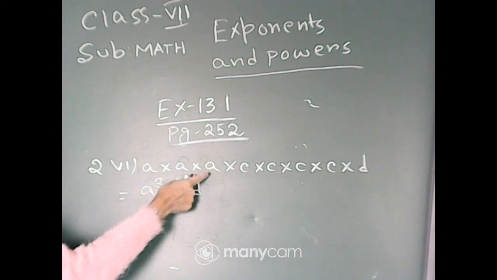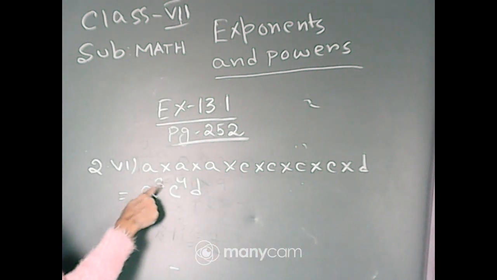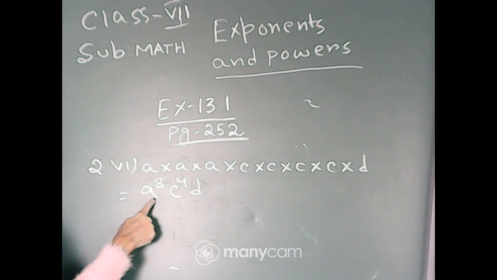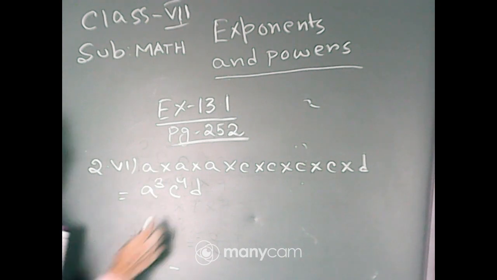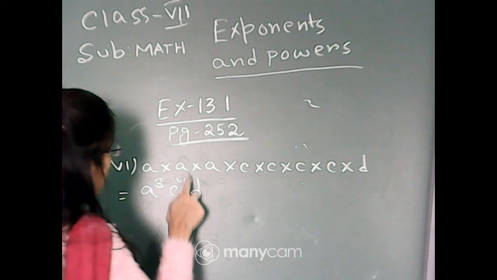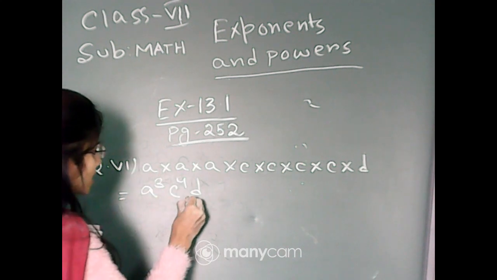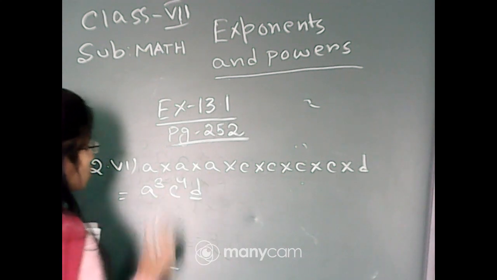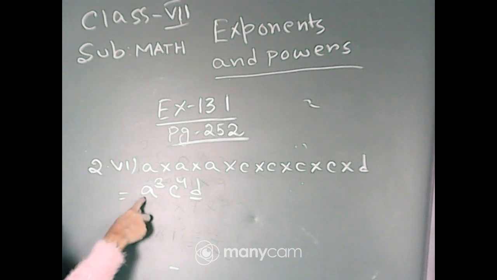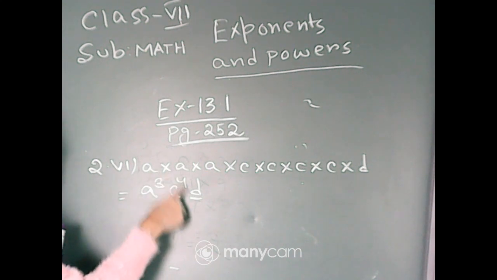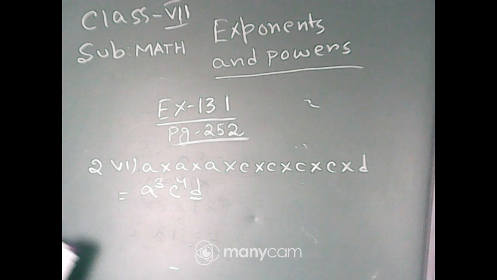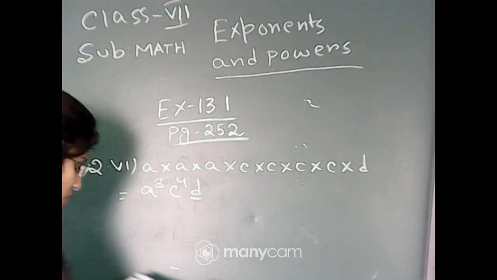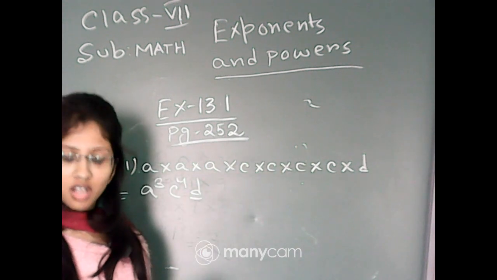Here A is 3 times, so the power of A will be 3. Here base is A and power is 3, and here base is C, power is 4, and here base is D, power is 1, and therefore A to the power 3, C to the power 4, D is the exponential form of this product. Clear?